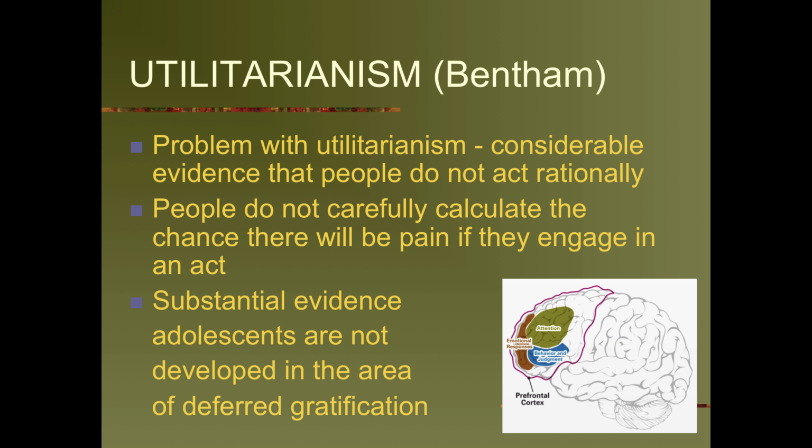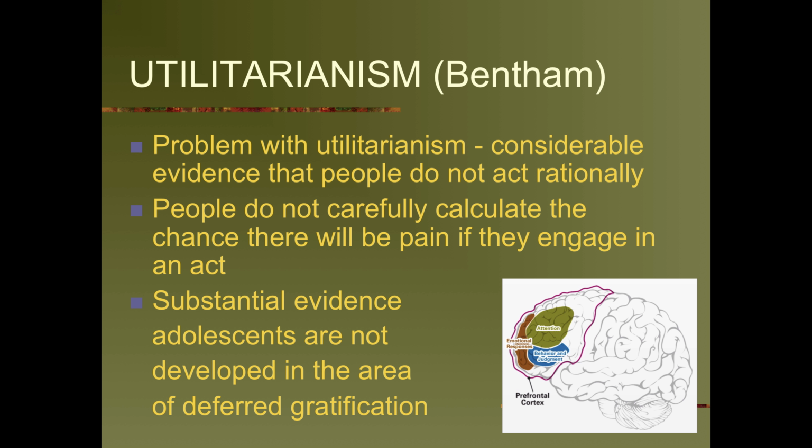There appears to be considerable evidence that people simply don't act rationally. People don't carefully calculate the chance that a certain behavior or action will bring about a painful condition if they engage in an act. And even more importantly, we now know that adolescents are particularly unlikely to be able to do this kind of assessment and recognize that they may wind up with a more painful condition if they engage in a certain behavior. We know that adolescents have not fully developed their prefrontal cortex area of the brain, and that this is the area that is able to understand future consequences. So this theory of utilitarianism may be hopelessly unsuitable for application to juveniles.